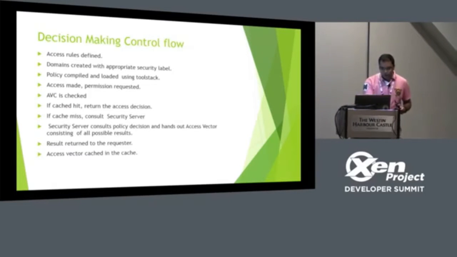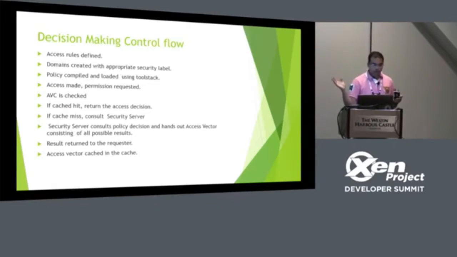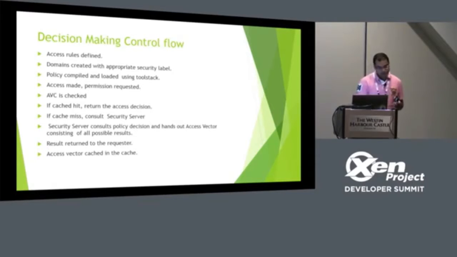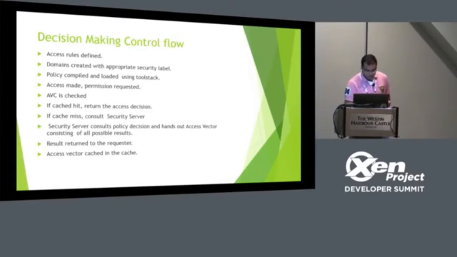So access rules are defined, domain created with appropriate security label, policy compiled and loaded into the policy DB, access made, permission requested, AVC is checked. If cache hit, return the access decision; if cache miss, consult the security server. The security server takes a policy decision in consultation with the policy DB, results are returned to the requester, and the result is cached in the AVC for future references.